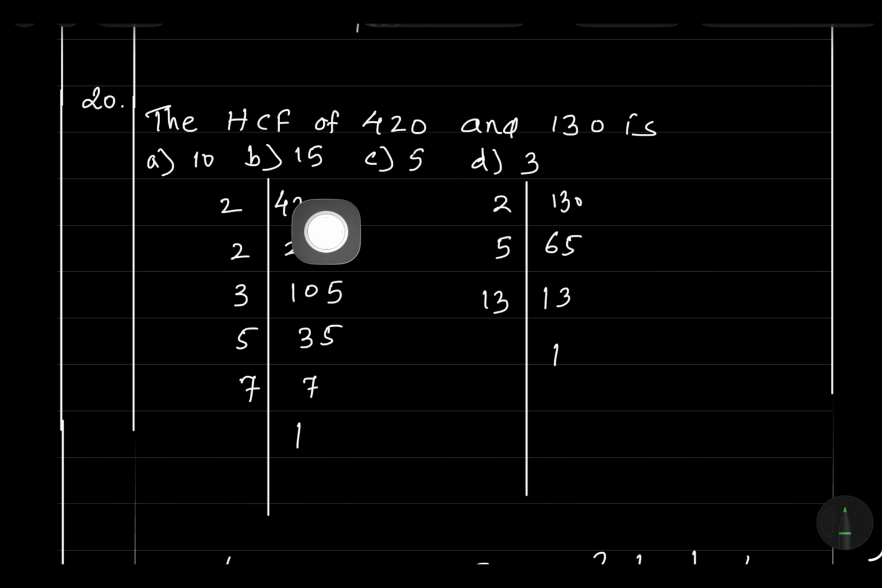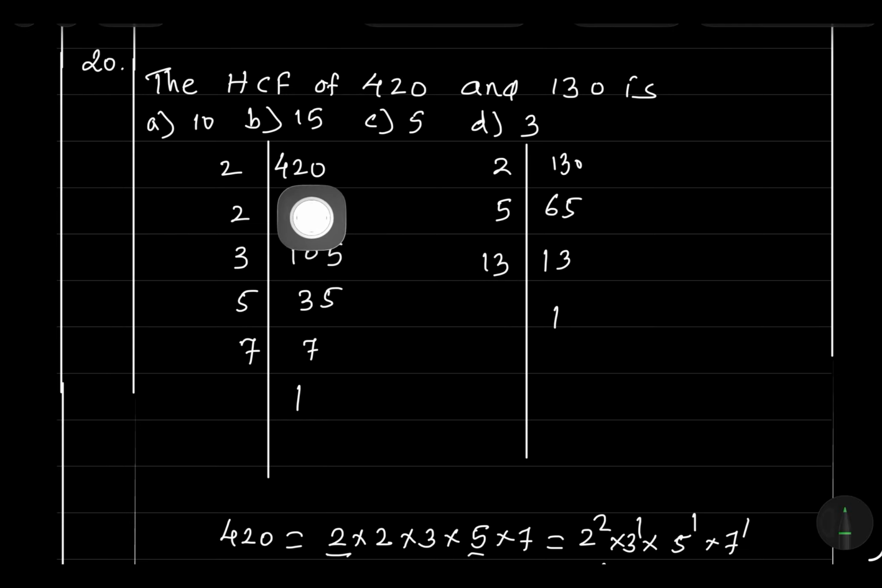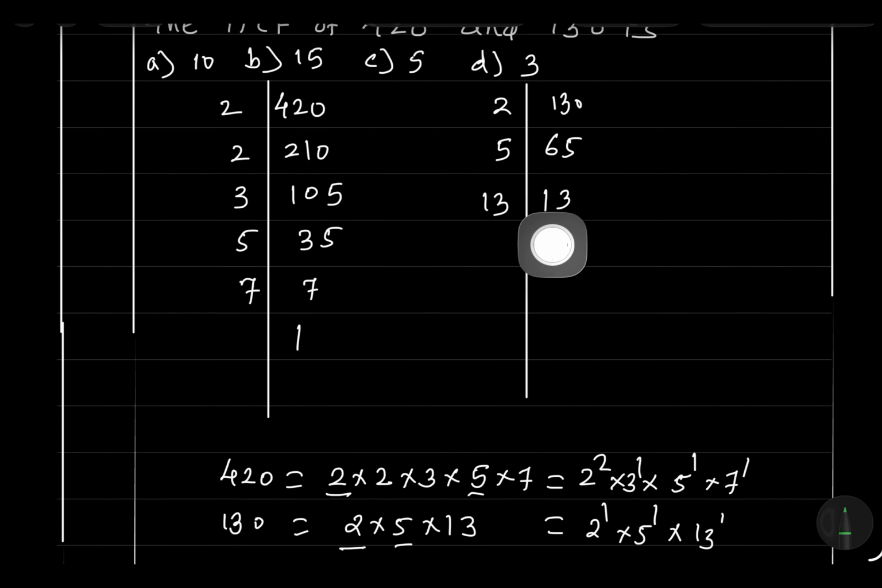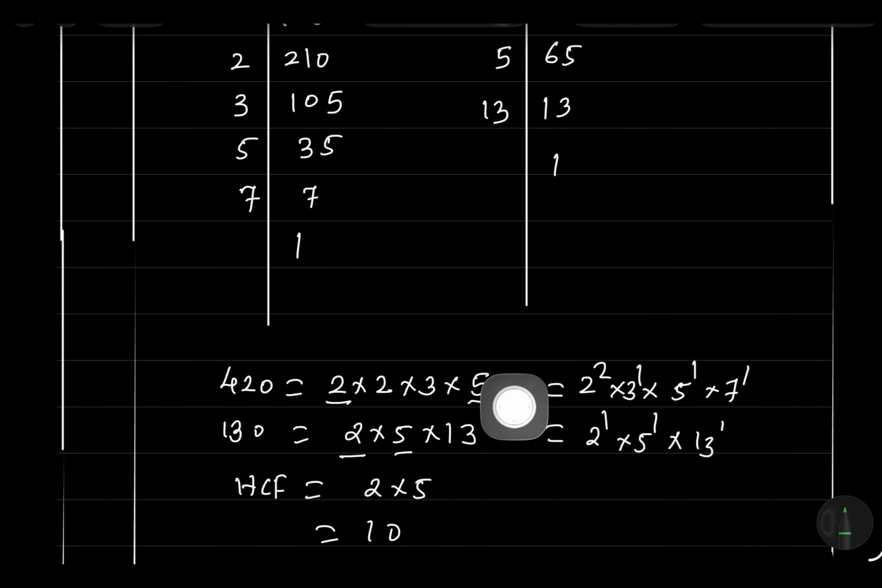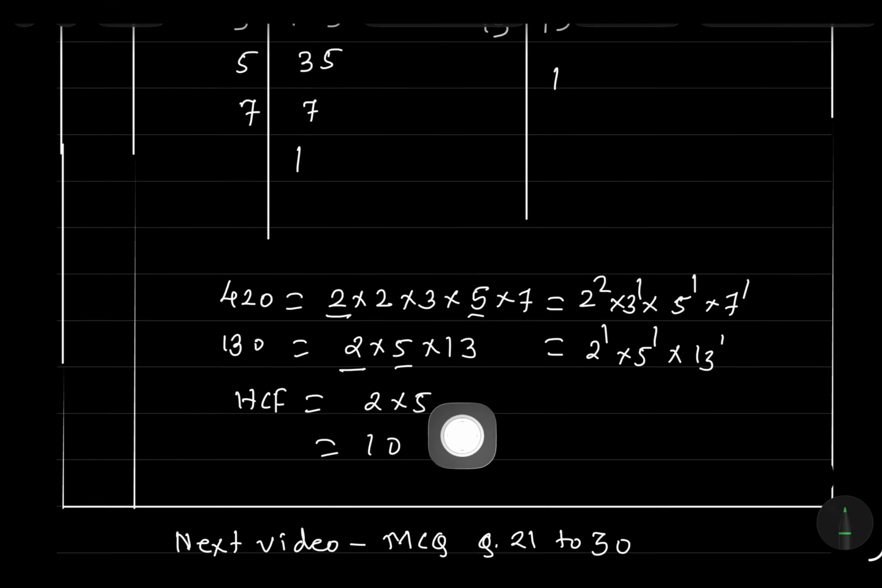Then 20, the SCF of 420 and 130 is very simple. You find out the prime factorization by the method and you can find the SCF. SCF means only common. So 420 is divided by 2, then you will get 210, then divided by 2 is 105, divided by 3 is 35, and then 7. So 2 into 2 into 3 into 5 into 7 is the prime factorization, and 130 equals 2 into 5 into 13. Okay, so what are the commons? Here 2 is common, that common we have taken, and 5 is common. So 2 into 5 is 10, SCF is 10.